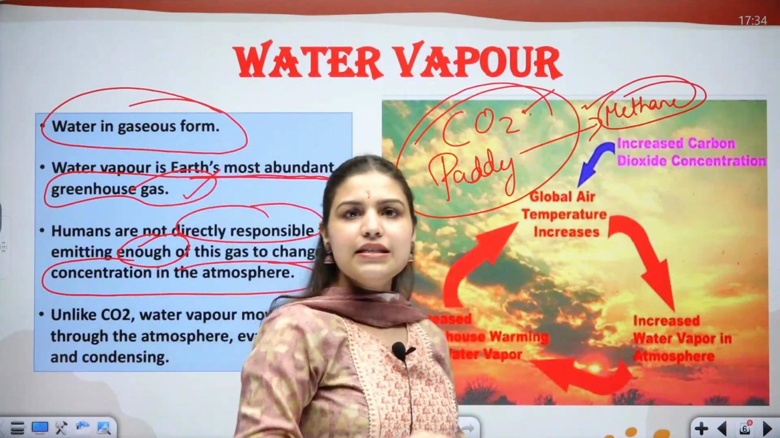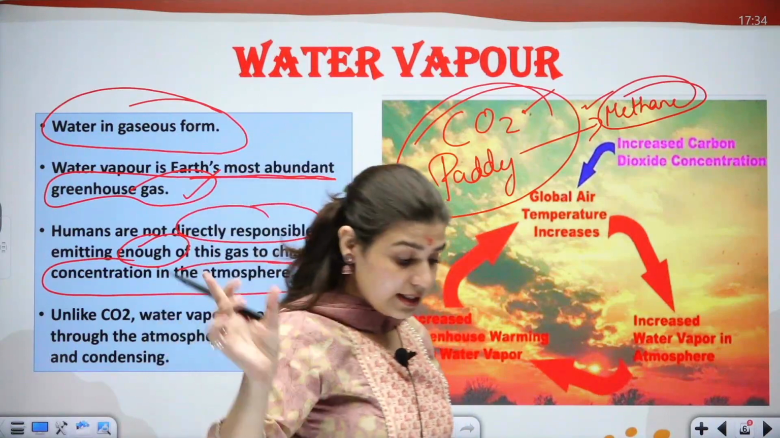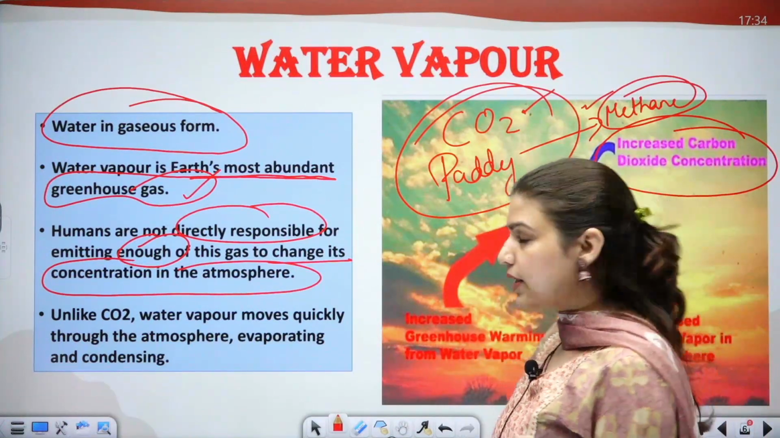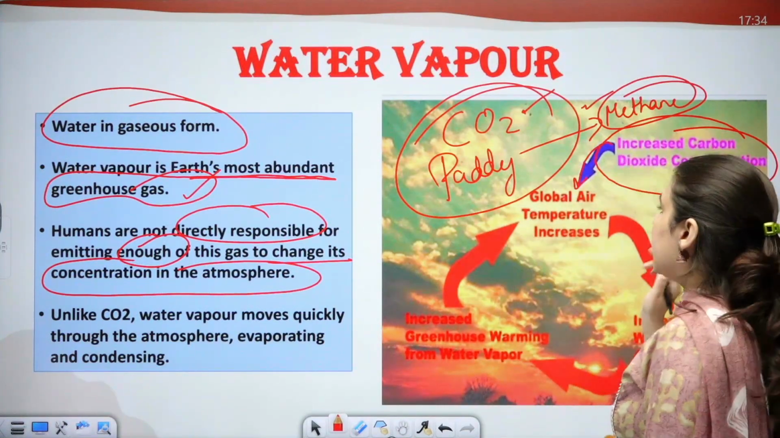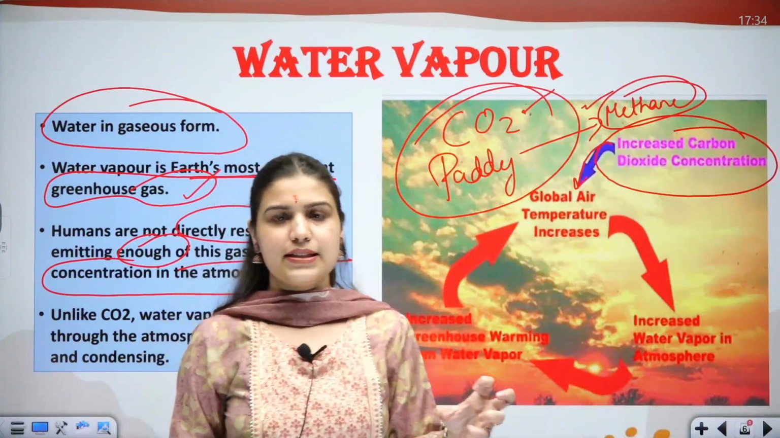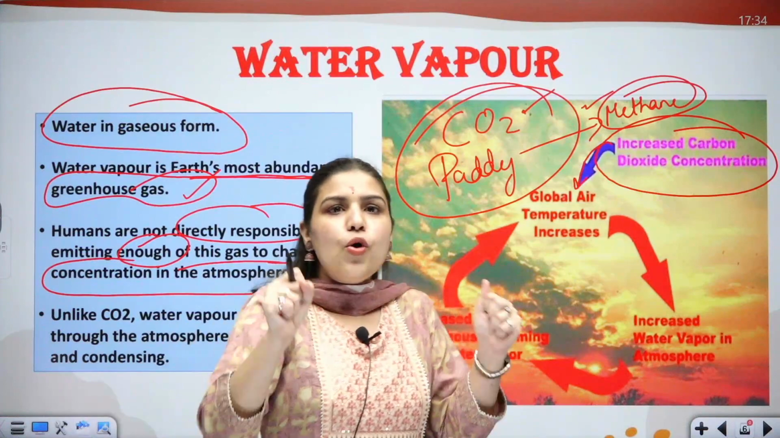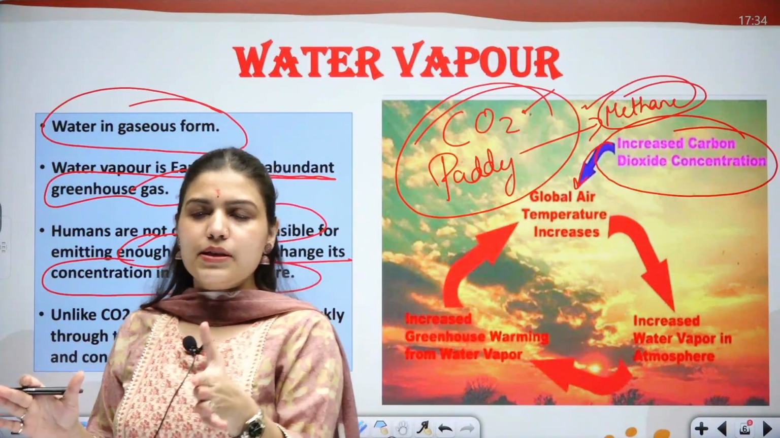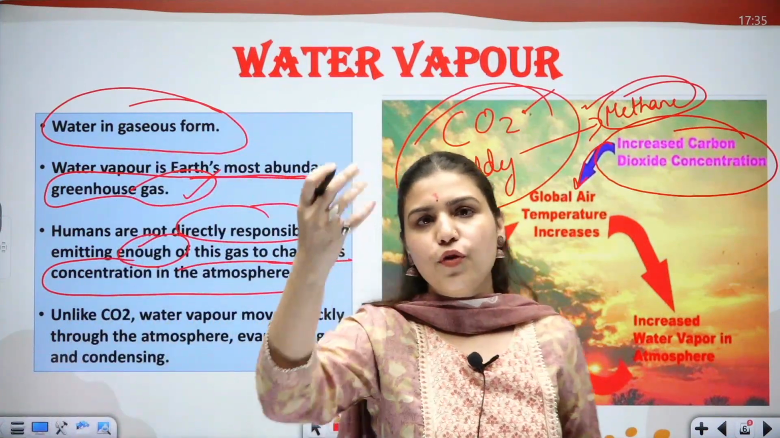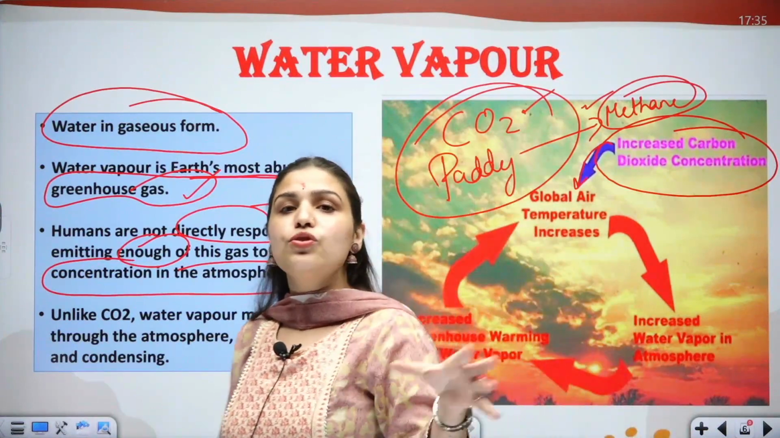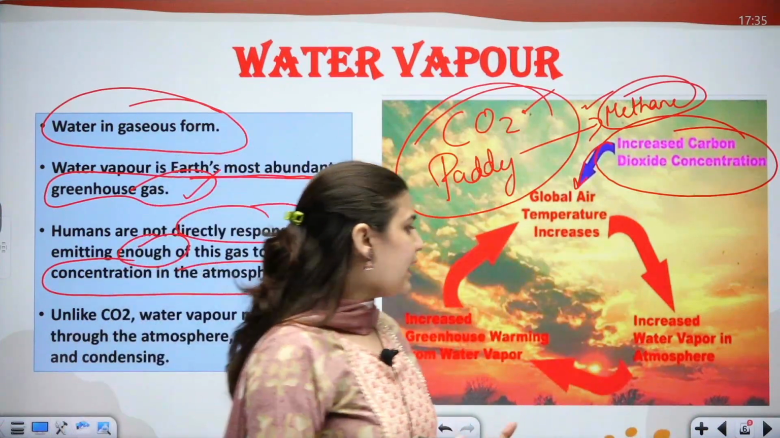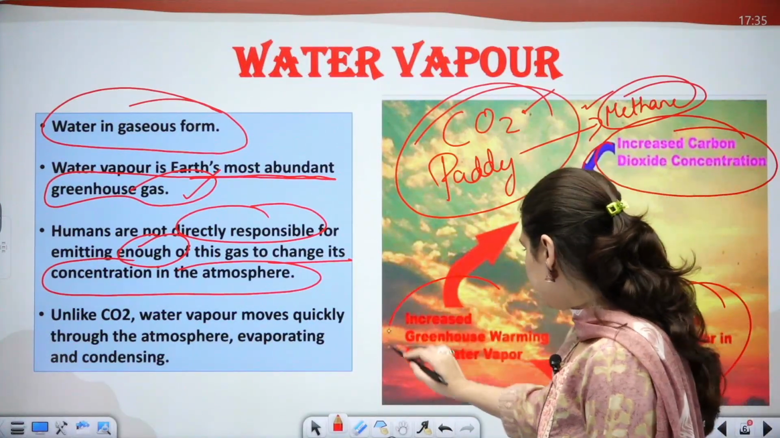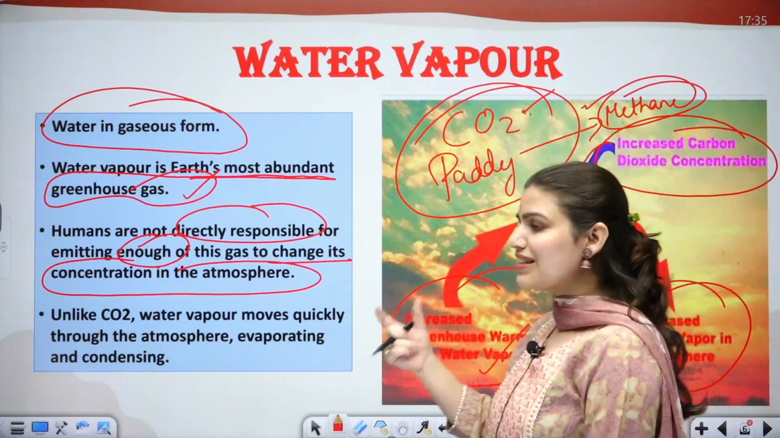When these greenhouse gases are released into the atmosphere and there is increased carbon dioxide concentration, the global air temperature increases, and warmer air has more capacity to hold moisture, and at that time precipitation can't take place. This water vapor is not released, it is held in the air itself. So there is increased water vapor in the atmosphere, which increases the greenhouse warming from water vapor.